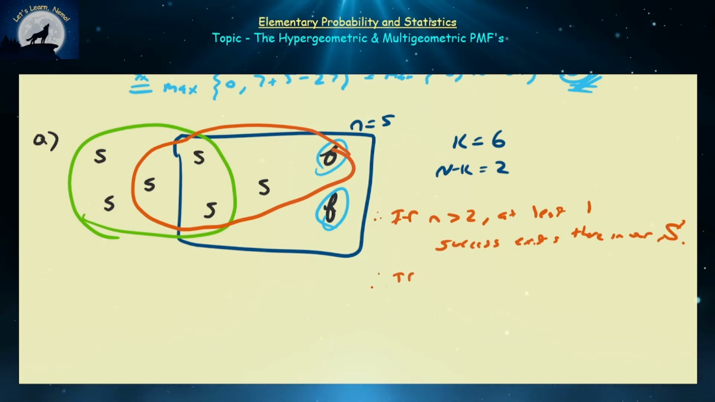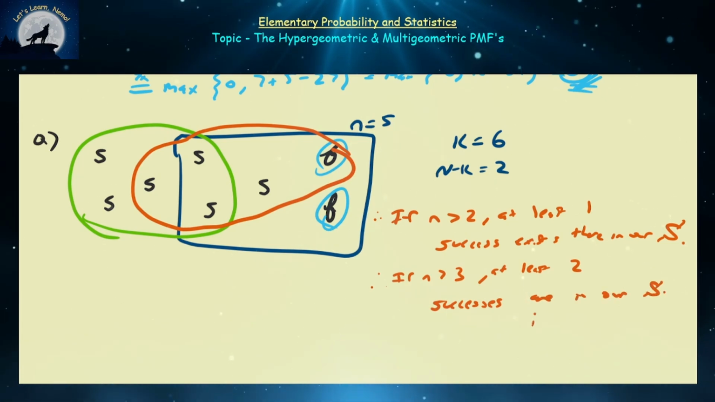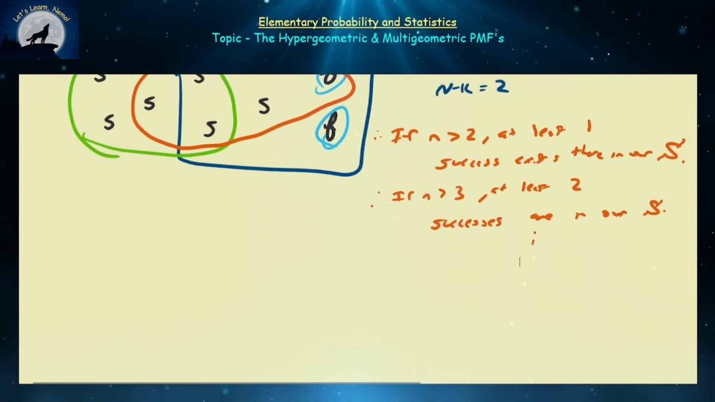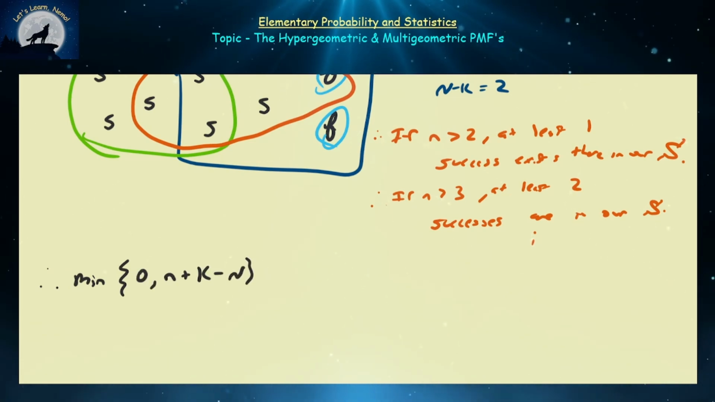And if n is greater than 3, our sample is greater than 3, and 5 obviously is, then at least 2 successes are in our sample, and so on. So that's pretty much why the minimum value of x is not necessarily equal to 0. Right, so we have that the minimum value of x, through mathematical combinatorics, is the minimum of 0 and m plus k minus capital M.